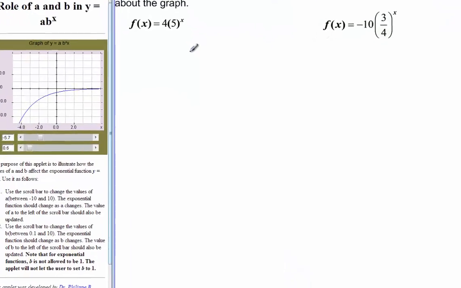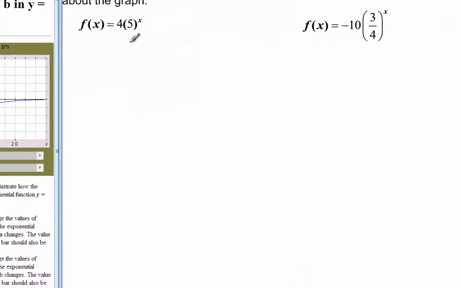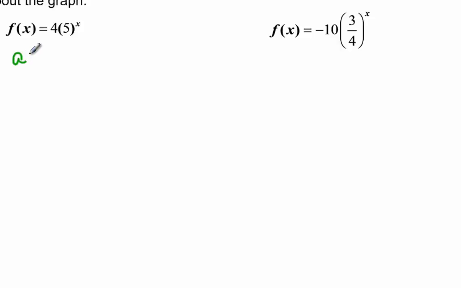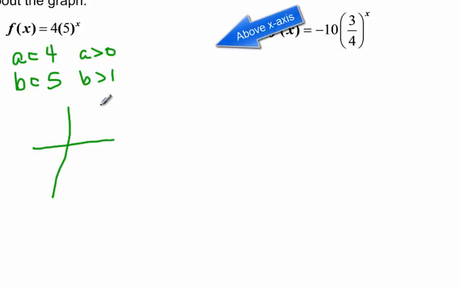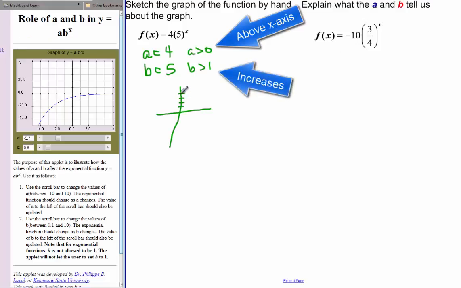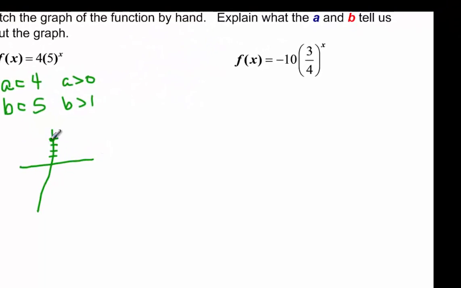All right, so if we sketch some graphs, we can do these by hand just by looking at the equation. We look at this and we see that A is equal to 4, that means it's greater than 0. B is equal to 5. So again, A is greater than 0 and our B was greater than 1. So we should know that this is going to be a graph that crosses the y-axis at 4, and then it's going to have to increase through that point since B is greater than 1. So it'll increase through that point. Start low and then hit that point and continue up. Not a great sketch, but again, it's just a sketch.